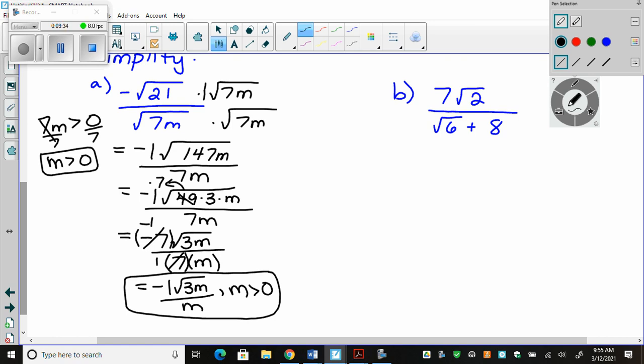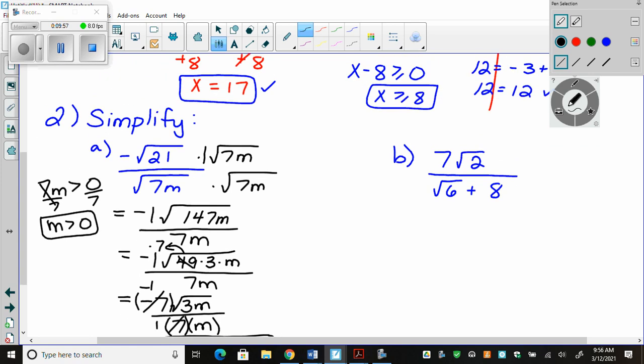B this time happens to have a what in the denominator? A binomial, right? And how do we get rid of a binomial denominator with a radical? Multiply by the conjugate, which is the same thing, opposite sign in the middle. So we're trying to rationalize the denominator. So we're going to multiply this one by root 6 minus 8. Root 6 minus 8.